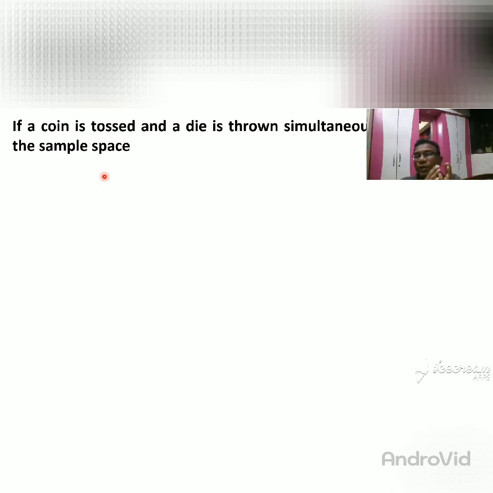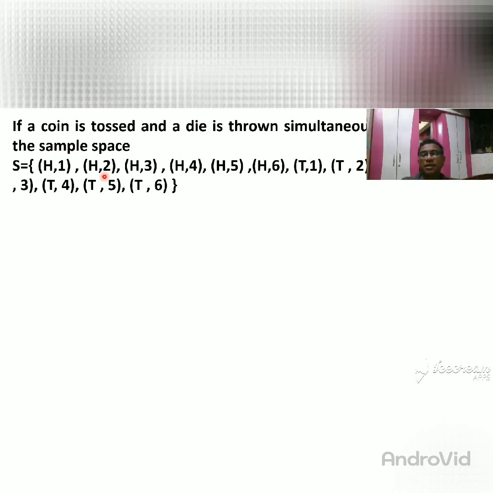So if you want to write the outcomes here, then you can take one first. Suppose you are taking head. You make pairs of head with 1, head 2, head 3, head 4, head 5 and head 6. After heads, you can start from tail. So tail 1, tail 2, tail 3, tail 4, tail 5, tail 6. In such a way. So see here, how are they written? According to what I explain, they are written. So this is the sample space S.